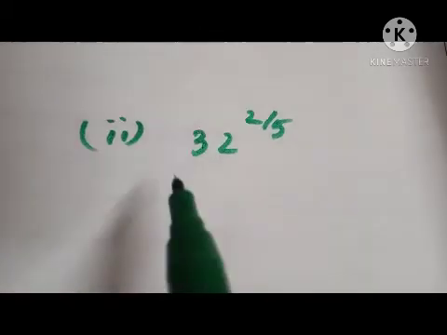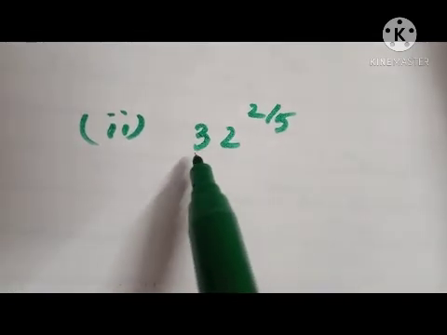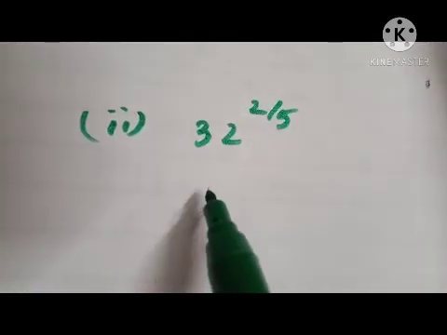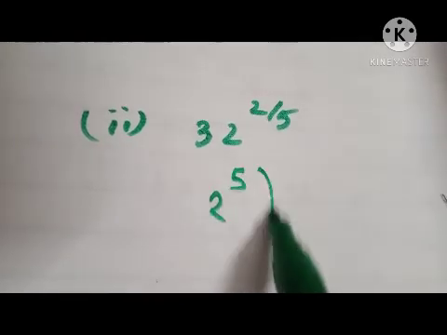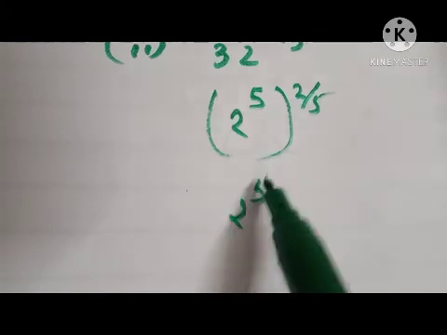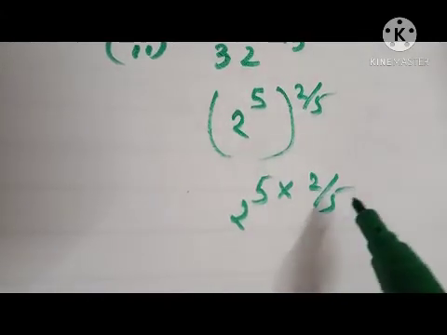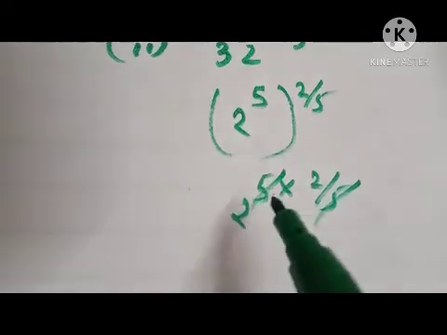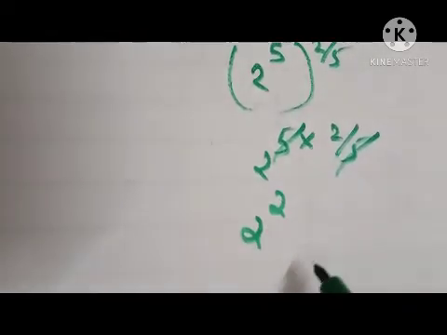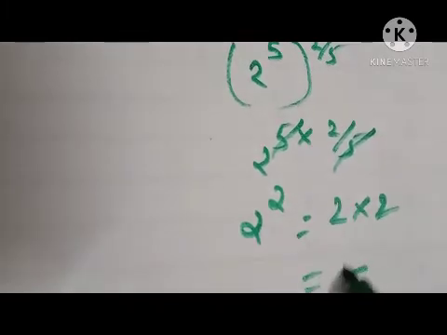Next sub question is 32 raised to 2 by 5. We already did the prime factorization of 32, that we got as 2 raised to 5. So 2 raised to 5 whole raised to 2 by 5. Multiply the powers. Then we can cancel these 5s. Then what will we get? 2 raised to 2. That is equal to 2 into 2, equal to 4.